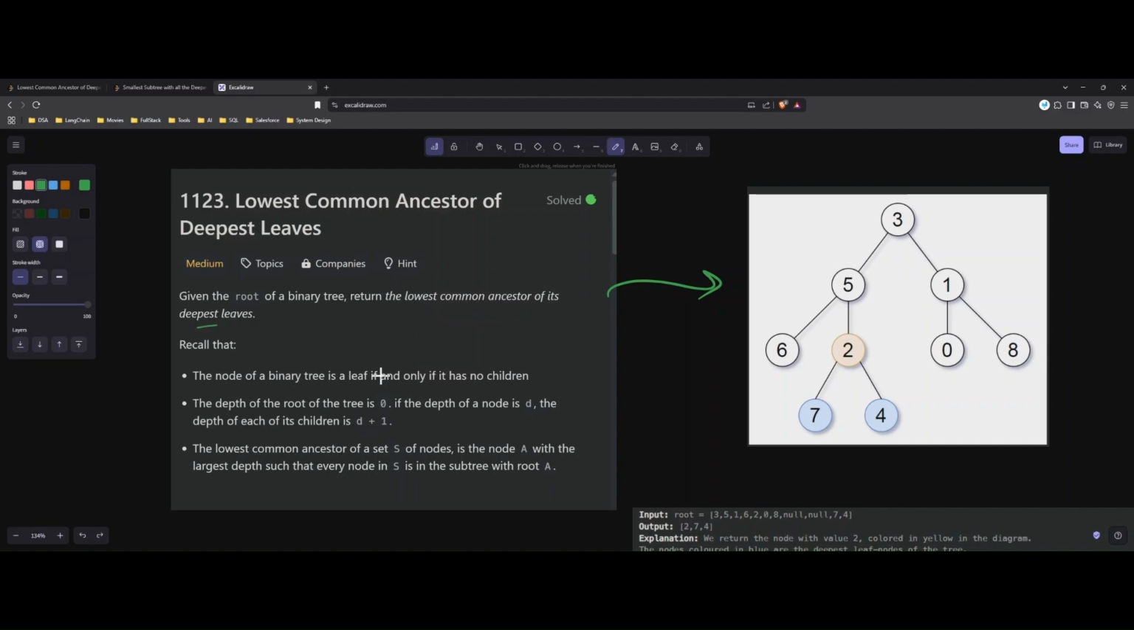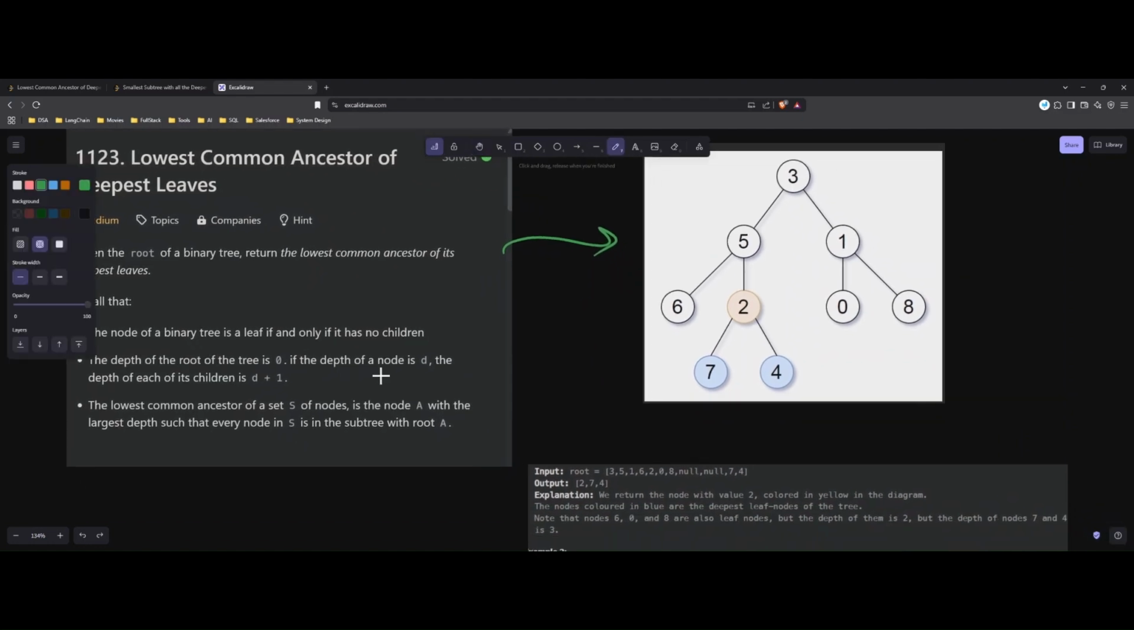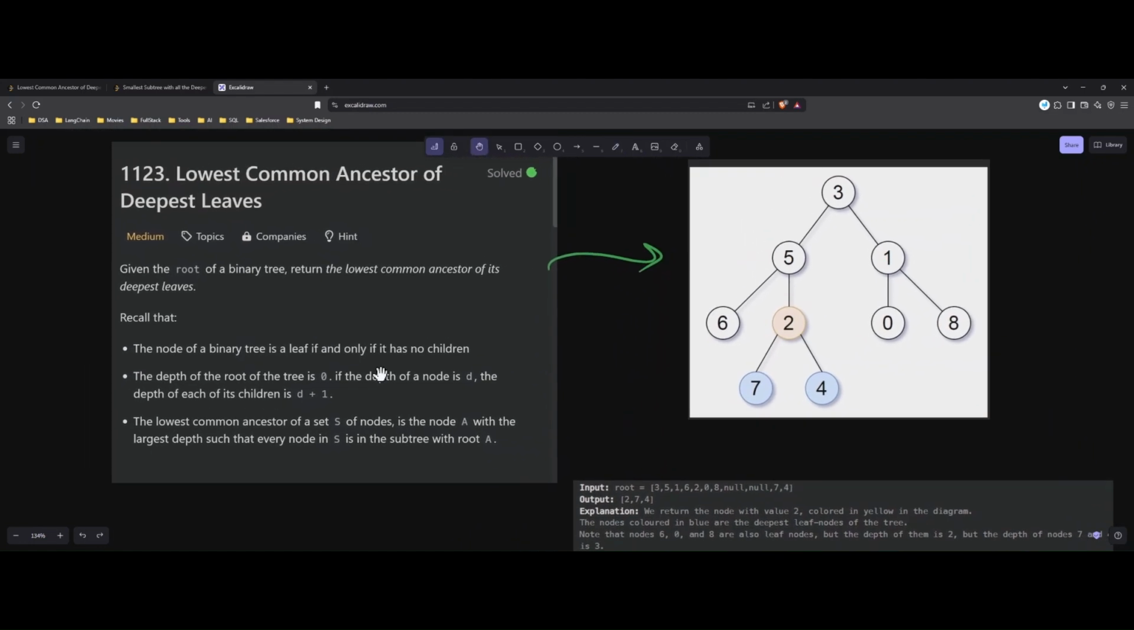What does that mean? First, let's check what a leaf is. A leaf is a node that doesn't have any children, meaning it has no left or right subtree. Here, 4 is a leaf node, and this and this are leaf nodes too. These are all the leaf nodes. So the leaf node is the node which doesn't have any children. This is the information we got.